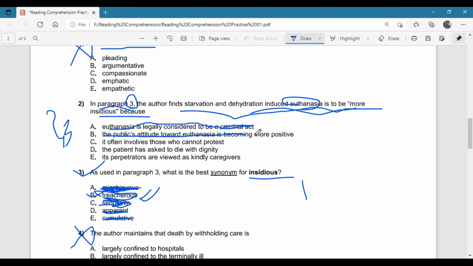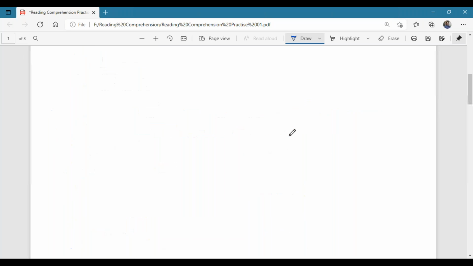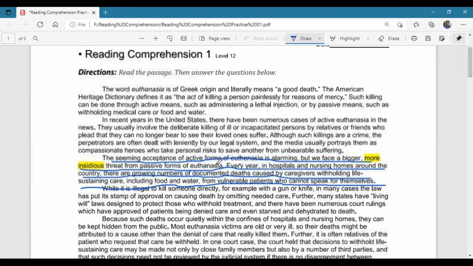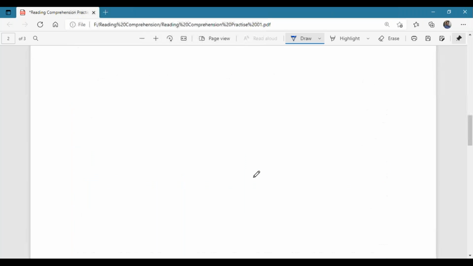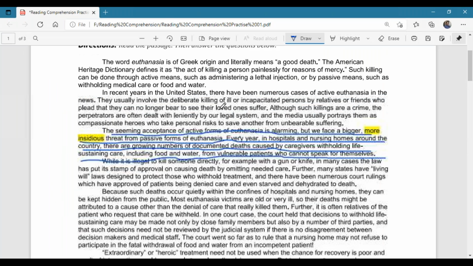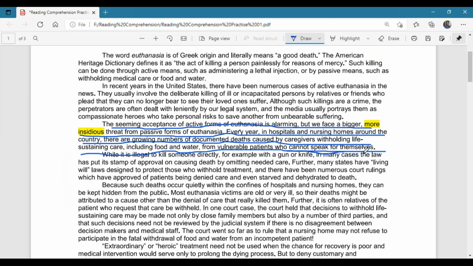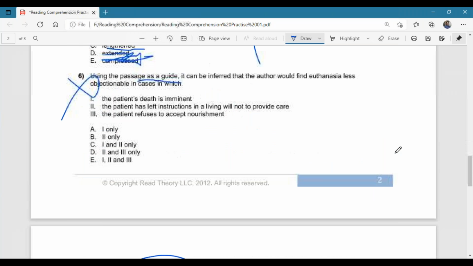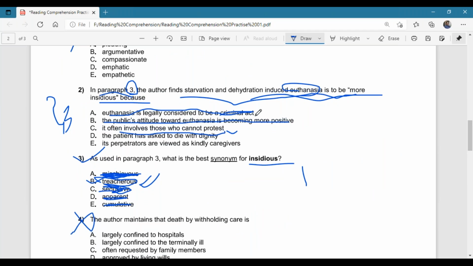Public attitude towards euthanasia is becoming more positive is also not correct, because there is nothing related to public or something here in this particular paragraph. It often involves those who cannot protest themselves. Look at this. It often involves those who cannot protest. Go back to paragraph 3. From vulnerable patients who cannot speak for themselves. Who cannot protest for themselves, who cannot speak for themselves. So almost it's the same answer. So you can go with option number 3 as the right answer.